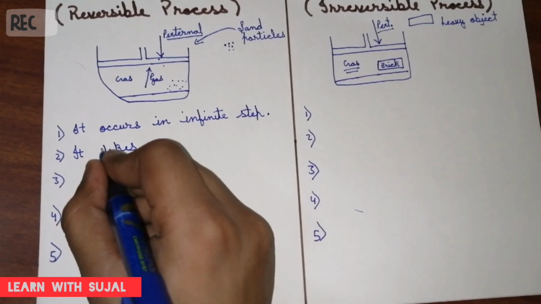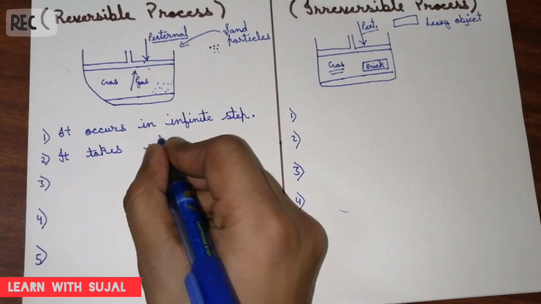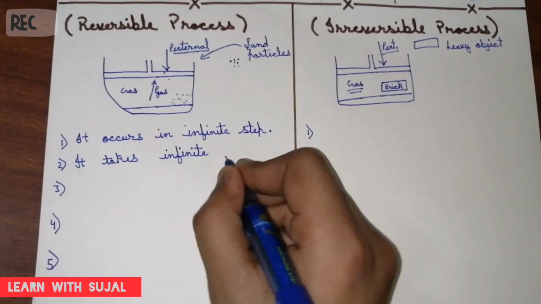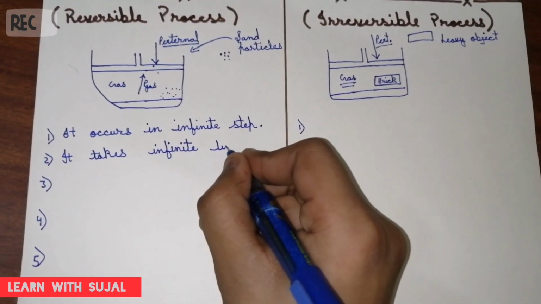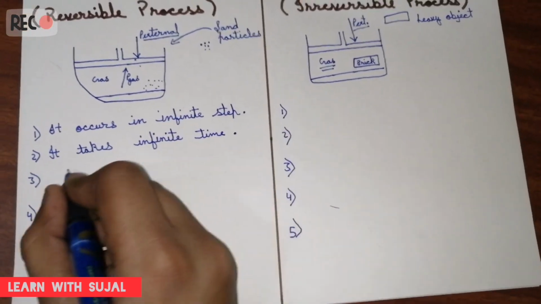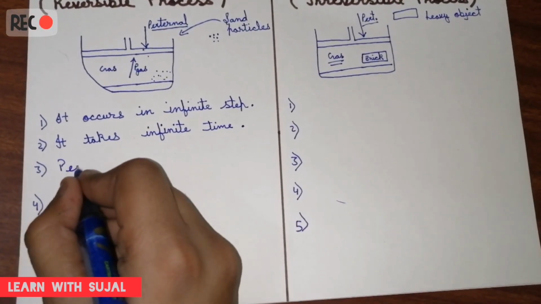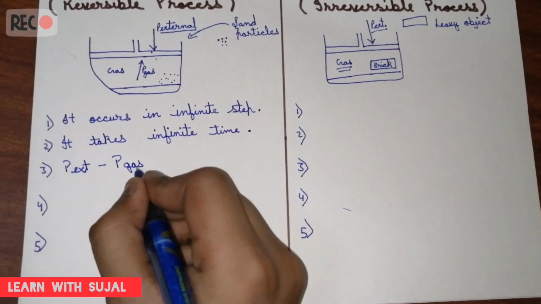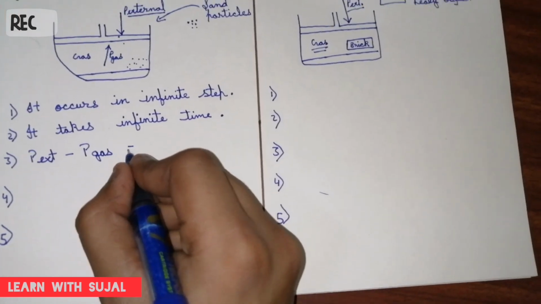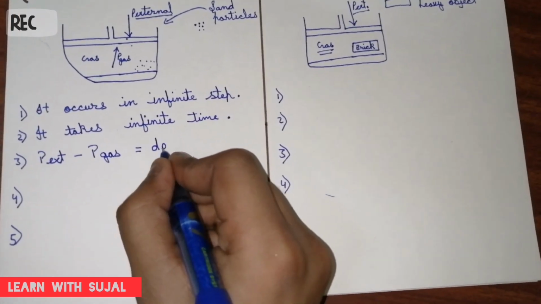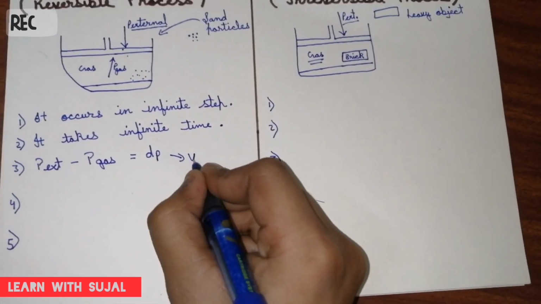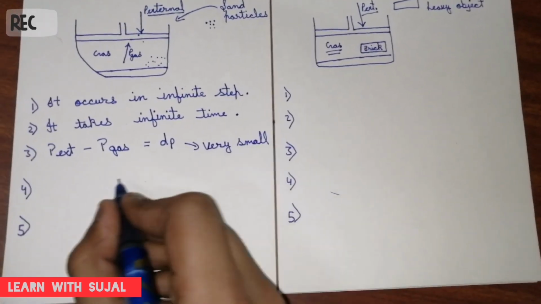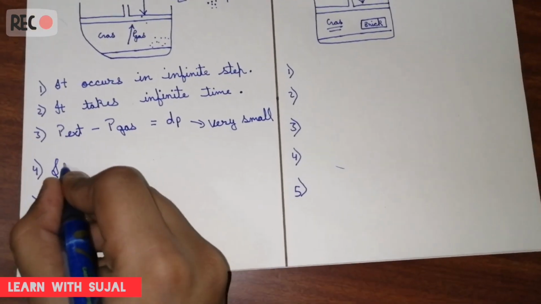Similarly it takes infinite time. Obviously if it takes infinite steps, then it will also take infinite time. And P external minus P gas, the external pressure minus the pressure of the gas, is equal to delta P, a very small change in pressure, a very slow step.